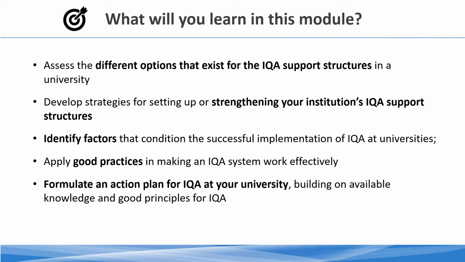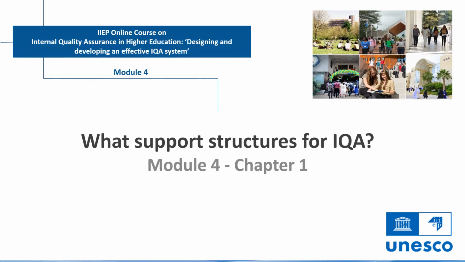And eventually, you will have to formulate an action plan for IQA at your university, building on available knowledge and good principles for IQA. In the first chapter, we will begin by observing different models for the support structure of an IQA system. The advantages and disadvantages of each structure will be presented before discussing the criteria to choose a particular type of structure for your institution.